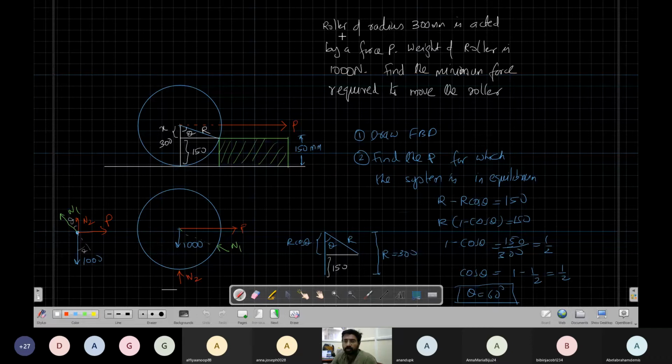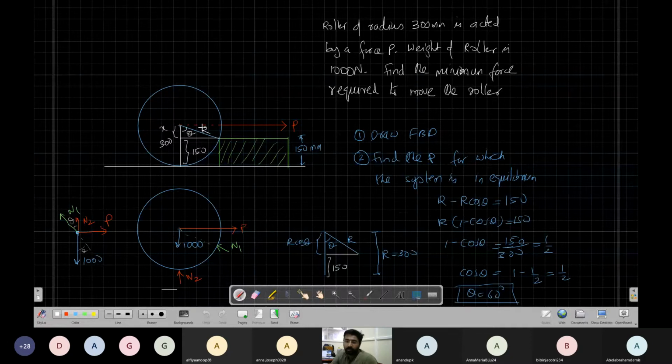So the question again, where was the question? This is the roller. The roller's weight is 1000 Newton. Its radius is 300 millimeters. Then there is a block here whose height is 150 mm. We have to find what is the force P, which will just take the roller and move it over the block.